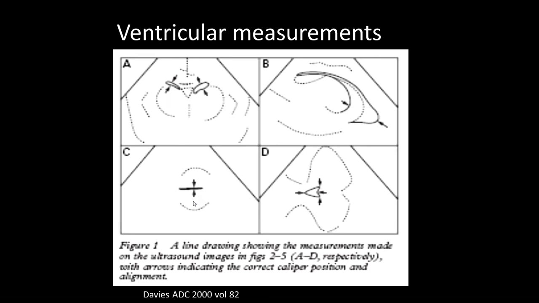The third ventricle is measured in the transfontanelle, lateral fontanelle view, where this is thalamus, and then you measure from internal margin to internal margin, and it should be less than 2 millimeters.